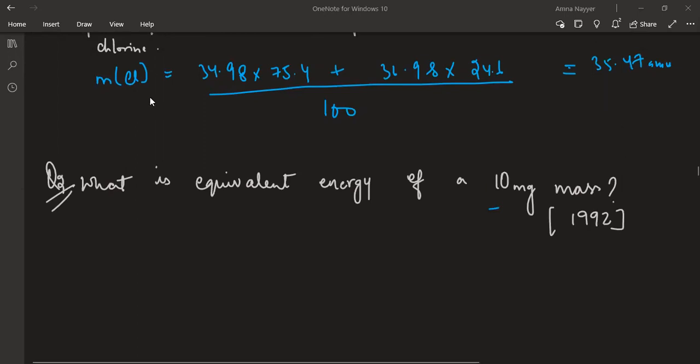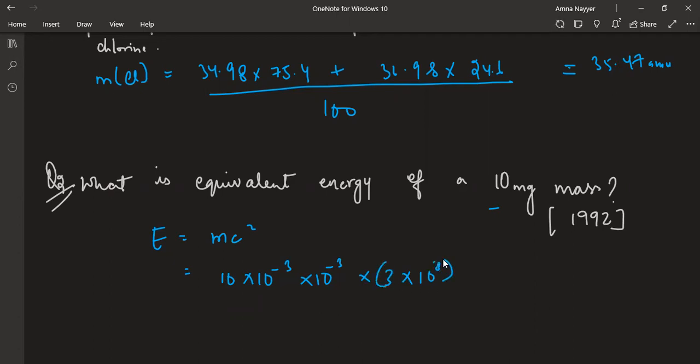Yes, Mariam, answer is right. Samaira, one digit error, it's almost correct. But here we'll use E is equal to mc square, direct relation. Mass is given as 10 into 10 to the power minus 3 grams, into 10 to the power minus 3 kgs, so milligrams we have converted into kgs. And (3 into 10 to the power 8) whole square, so that makes it 9 into 10 to the power 16. From here we have minus 6, and here we have plus 1, so that becomes 10 to the power 11, this much energy.